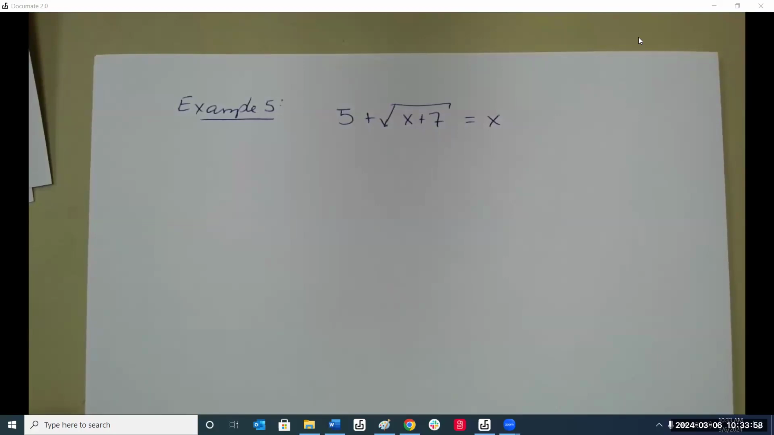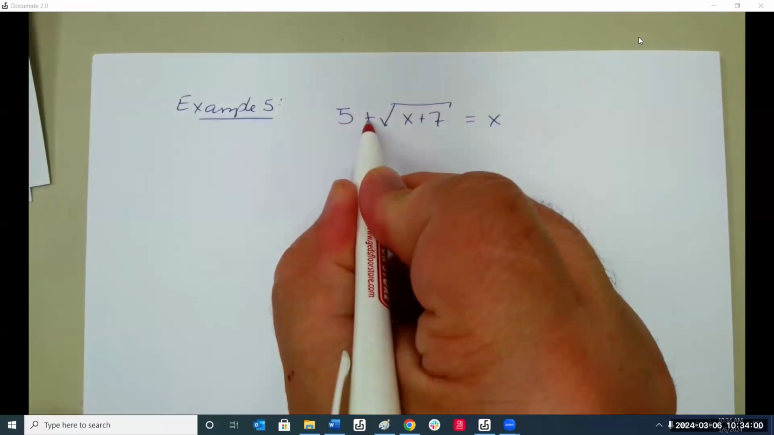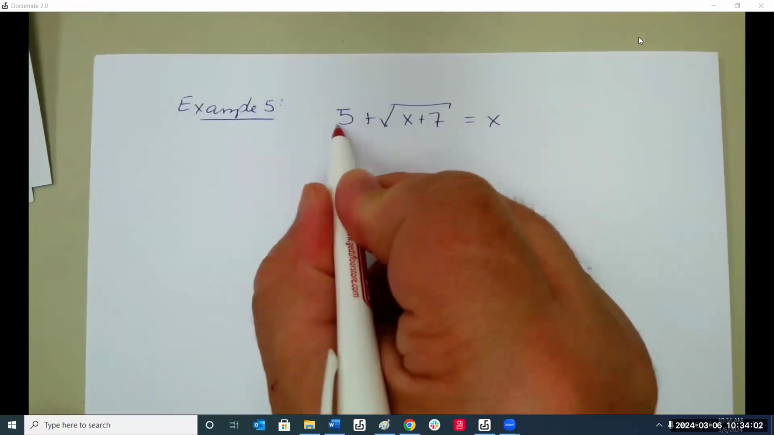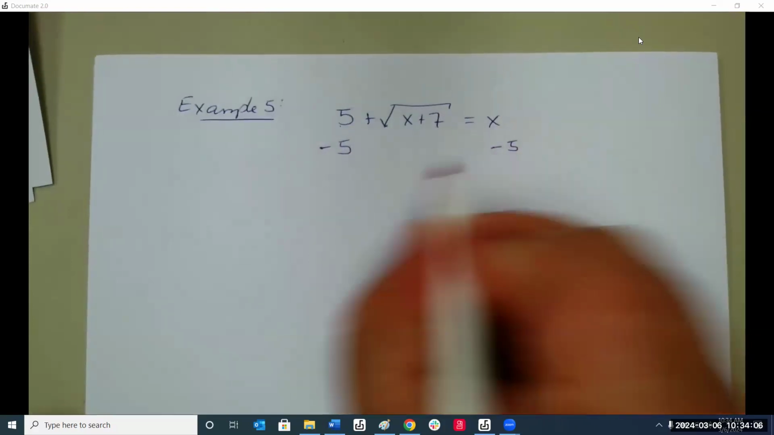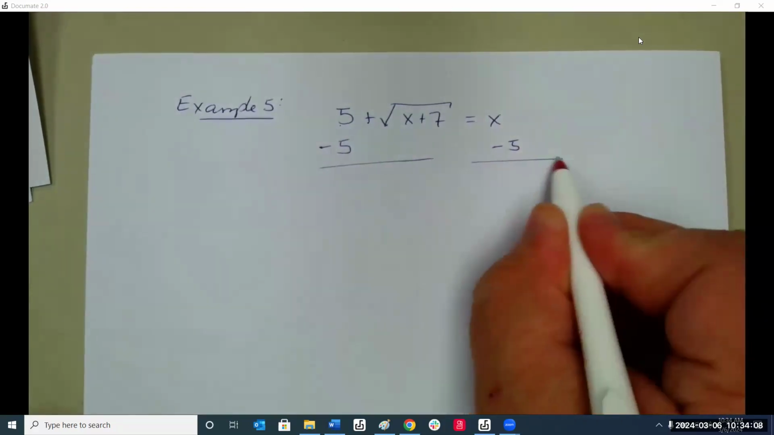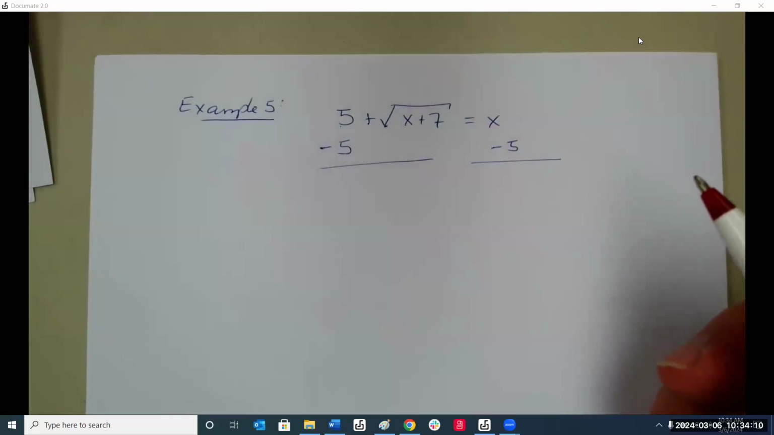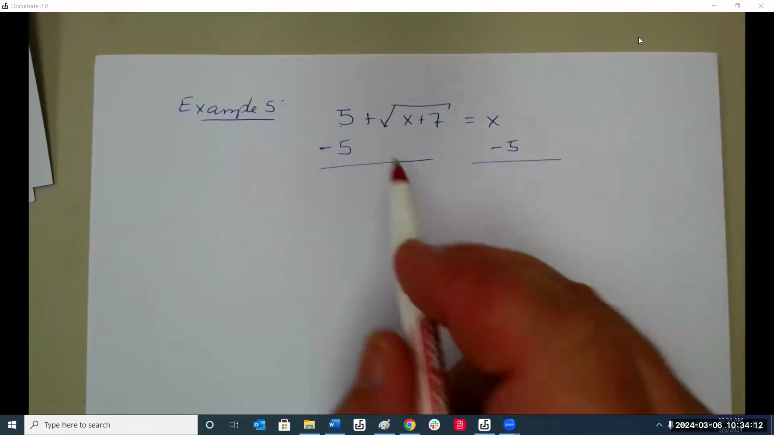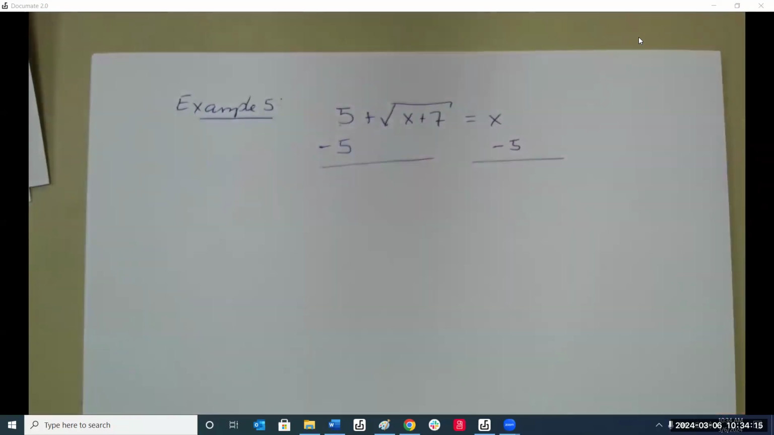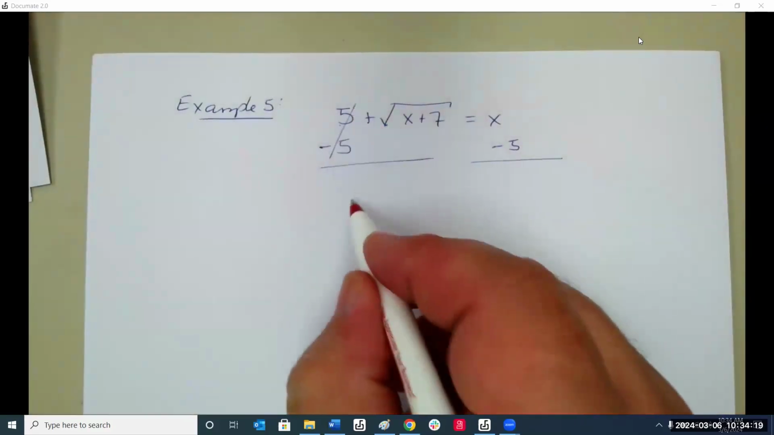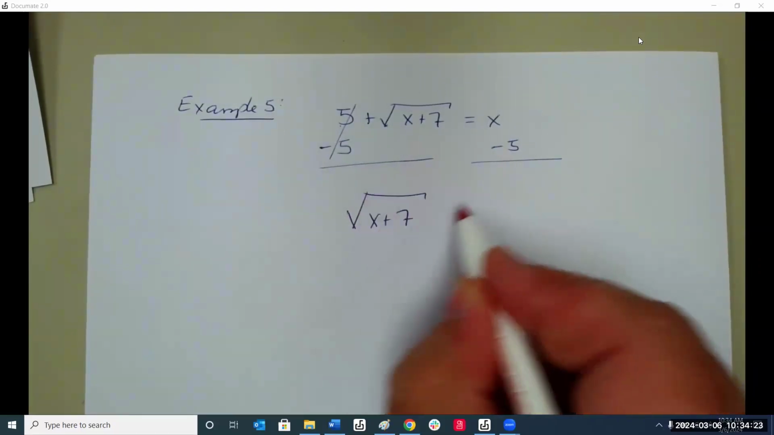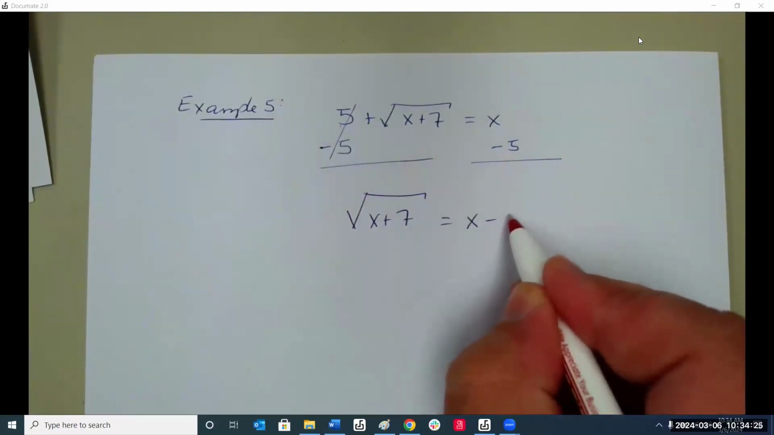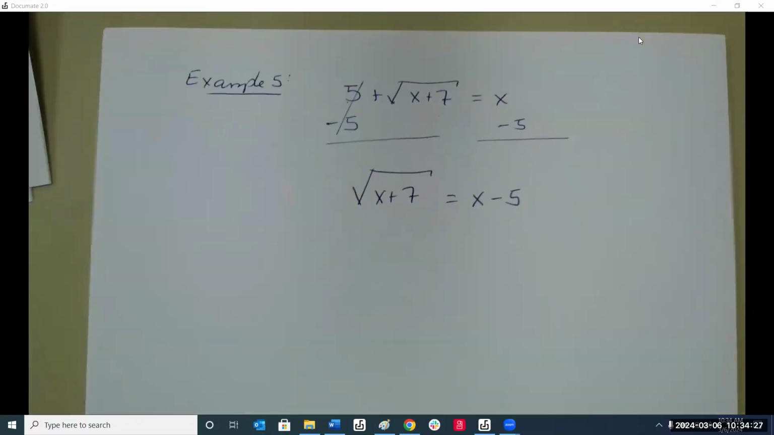How would I divide? Five. Well, no, because there's a plus there. I have to get rid of that. So I subtract, yes. Actually, I'm glad you said that, because that's another thing students think when they look at it: they think it's 5 times instead of 5 plus. So we have radical x plus 7 equals x minus 5.